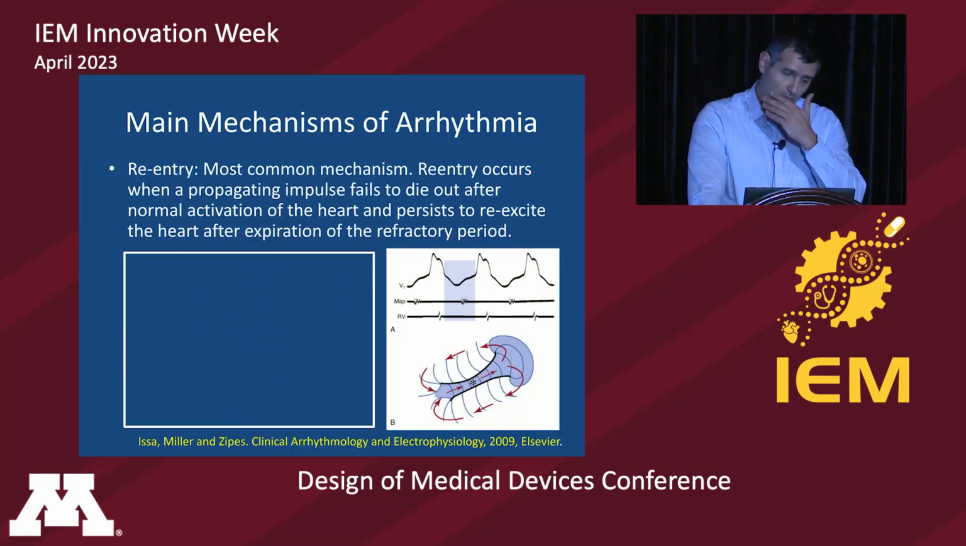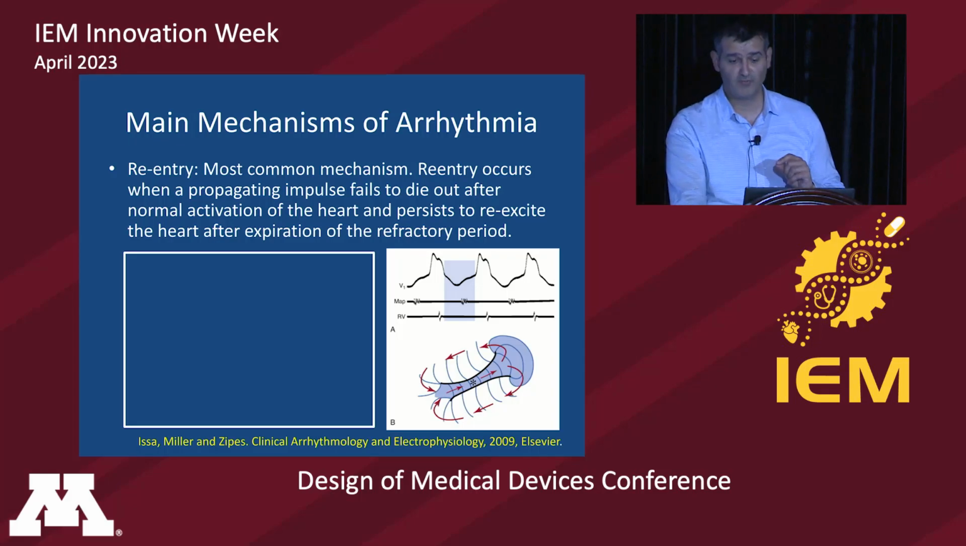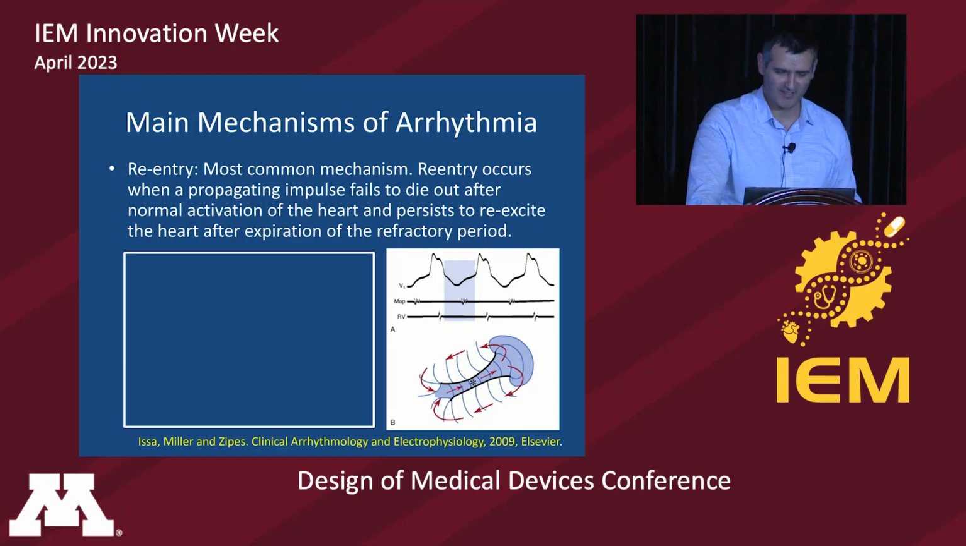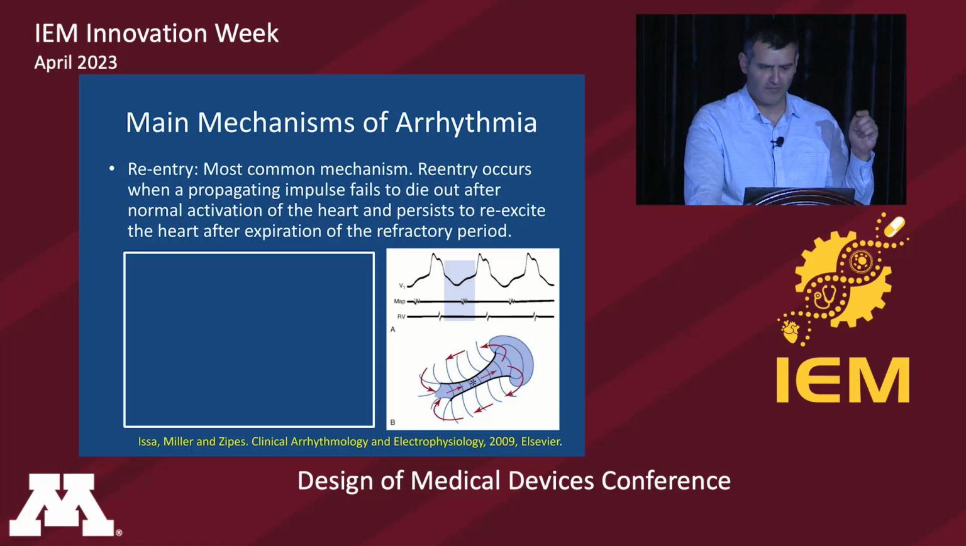And finally, and I want to spend some time on this one, is re-entry. Re-entry is the most common mechanism that we see in arrhythmias. I just ablated someone with re-entry, a VT, and I'll show you an example. Re-entry occurs when a propagating impulse fails to die out after normal activation of the heart and persists to re-excite the heart after expiration of the refractory period. Great, what does that mean?